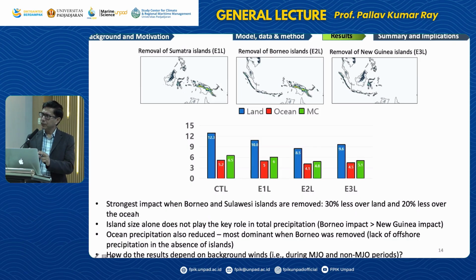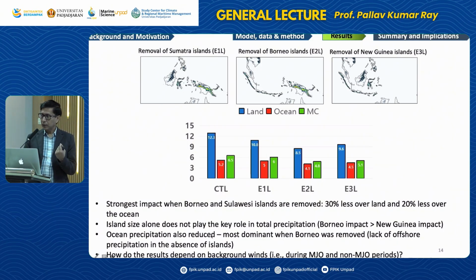So what it tells you physically is that island size alone does not play the key role in total precipitation. For example, Borneo is much smaller in size compared to New Guinea, but Borneo's impact was actually larger than New Guinea's impact. And we'll explain why that may be the case.